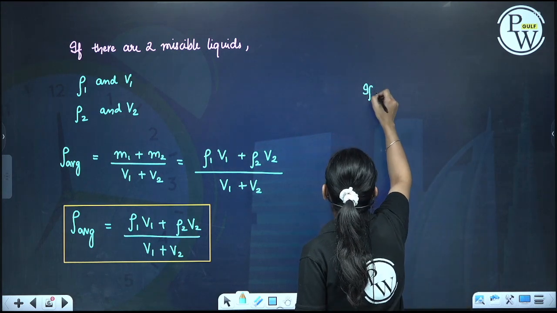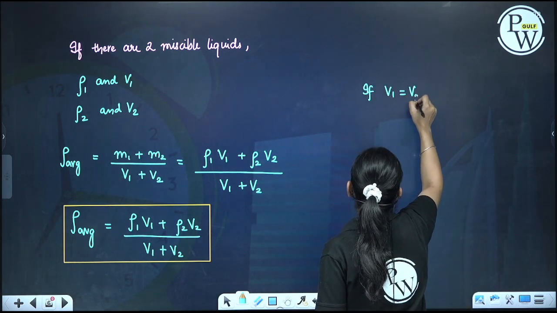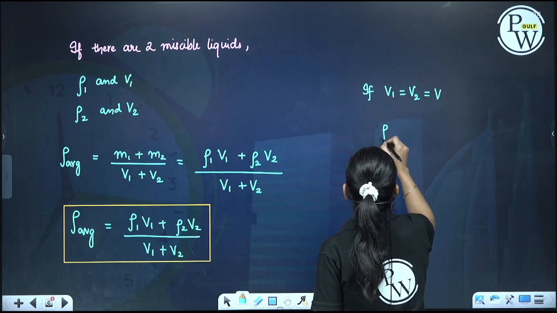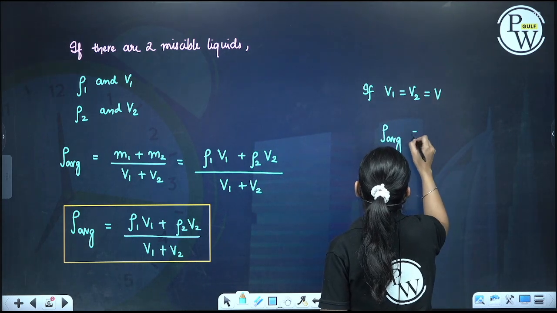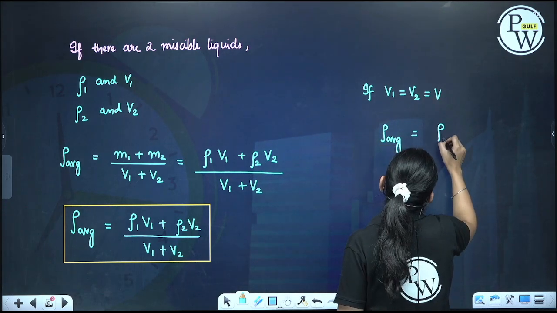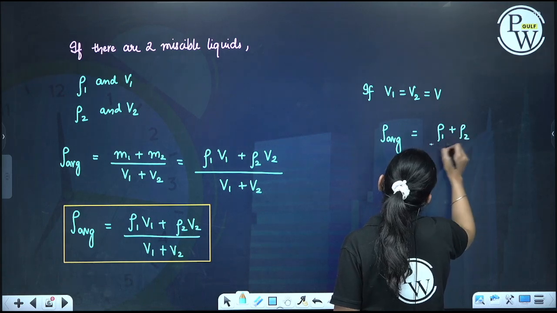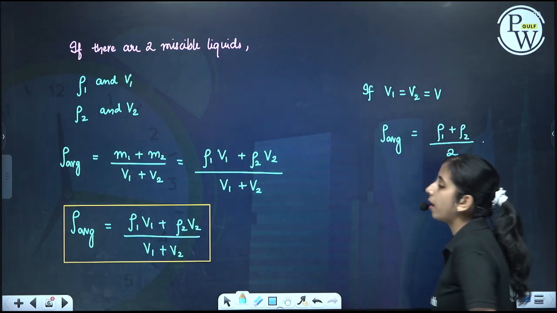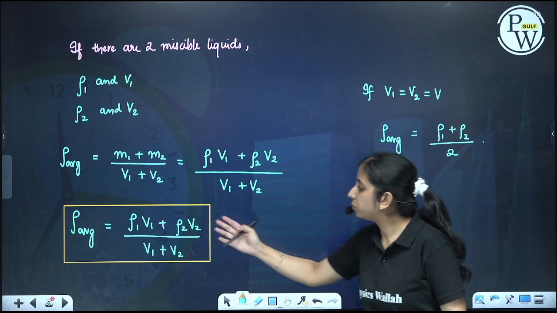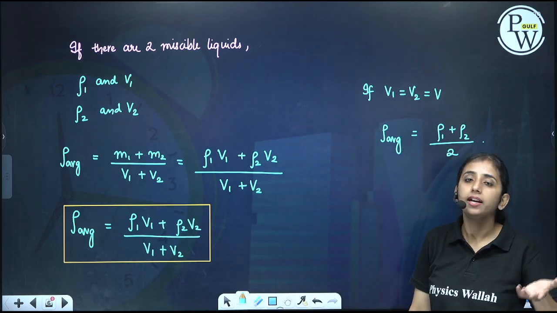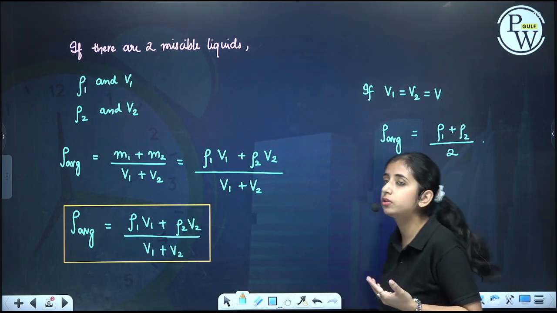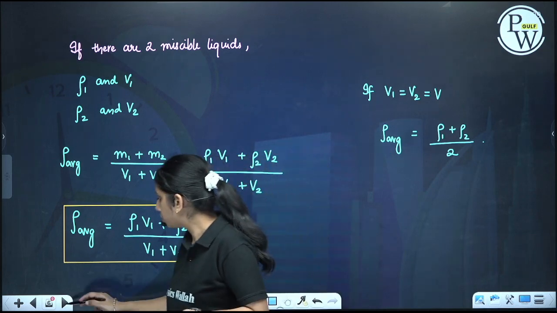If both V1 and V2 are equal, then ρ average will be equal to (ρ1 + ρ2) by 2. Simply put V1 and V2 equal to V, it will get cancelled out. We will get (ρ1 + ρ2) by 2.